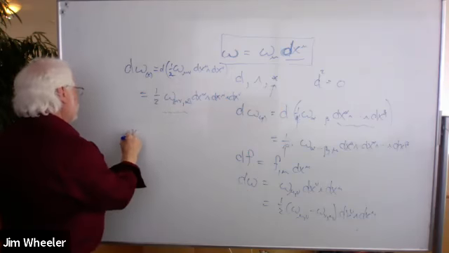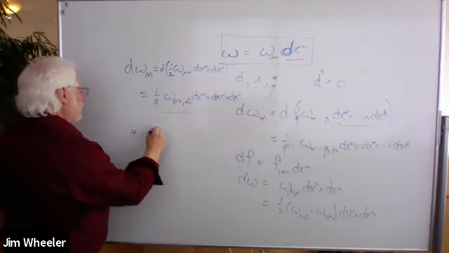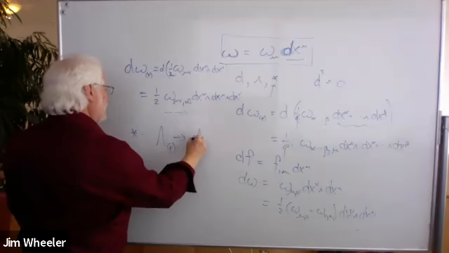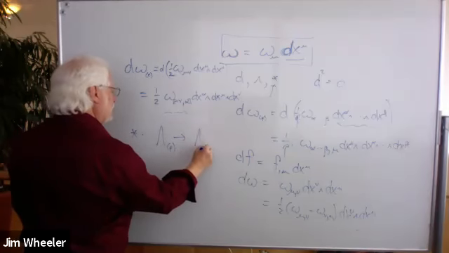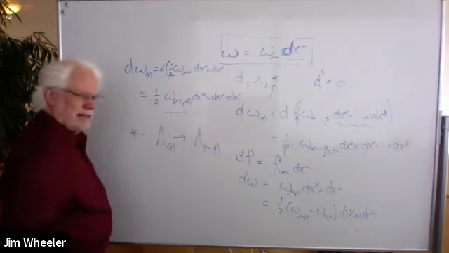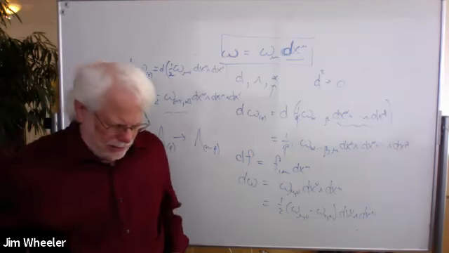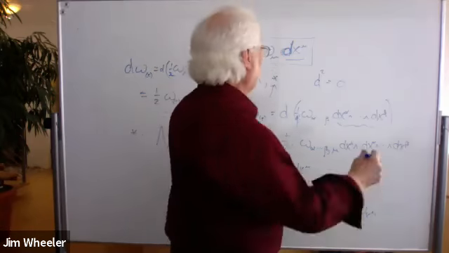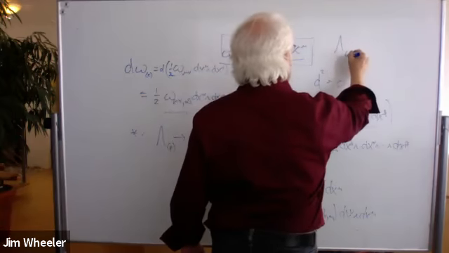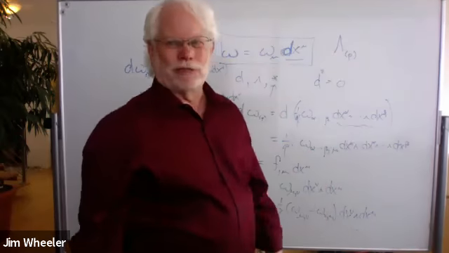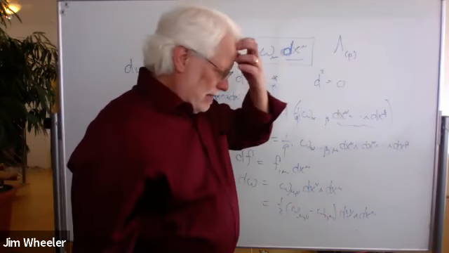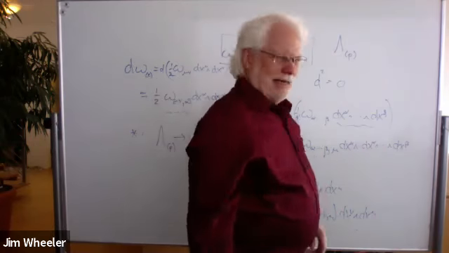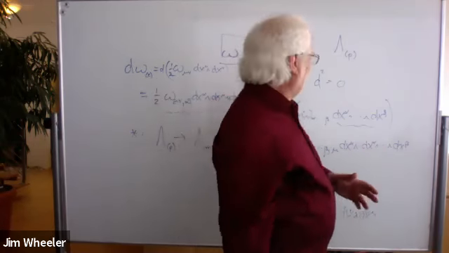The Hodge dual is a mapping from p forms to n minus p forms, where n is the dimension. In general, let me count. So I'm basically talking about the space of all p forms. I'm calling it lambda p. There's a nice book by Flanders that has all of this, by the way.